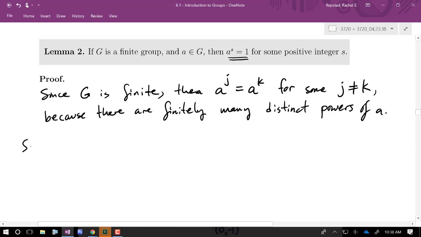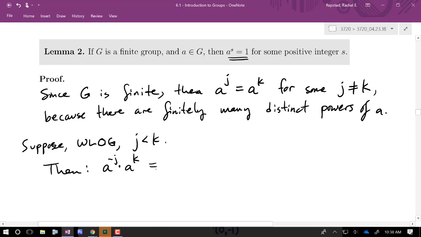So let's suppose, without loss of generality, if J is not equal to K, one of them has to be bigger than the other. So let's suppose that J is less than K. And let's find a product. Let's find A to the negative J times A to the K. And let's work with this.